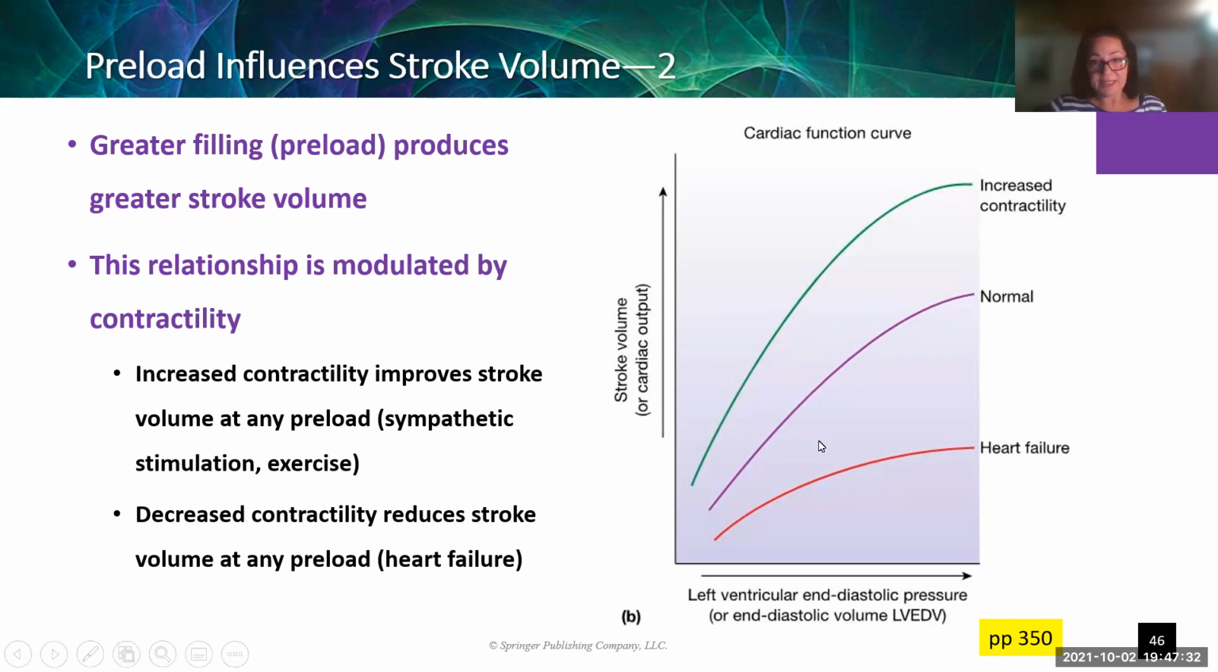On the other hand, looking at the red line, if we have a patient that's in heart failure, yeah, getting a little bit more stretch may help a little bit, but oh my gosh, somebody with heart failure, even if you're stretching a lot, you're not even going to be able to do the output that you would get even at half full with a normally functioning heart. So that heart failure is going to significantly decrease contractility.